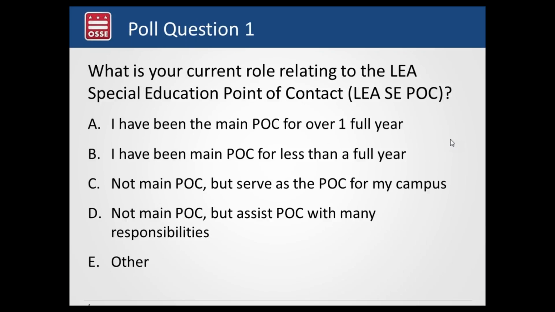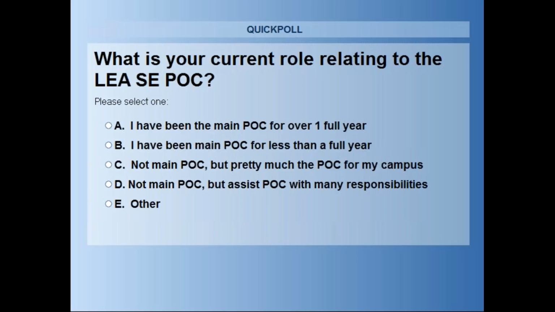Before we get started, I want to get a sense of our audience here today. So I would like to know, what is your current role relating to the LEA SE POC? If you could take a minute and quickly take this poll. Are you the main point of contact that is experienced? Are you new to this role this year? Are you not the main POC, but you support the main POC? Maybe you're the POC for a particular campus if you have a large LEA. Or maybe you just help out the POC and they want you to listen in today.